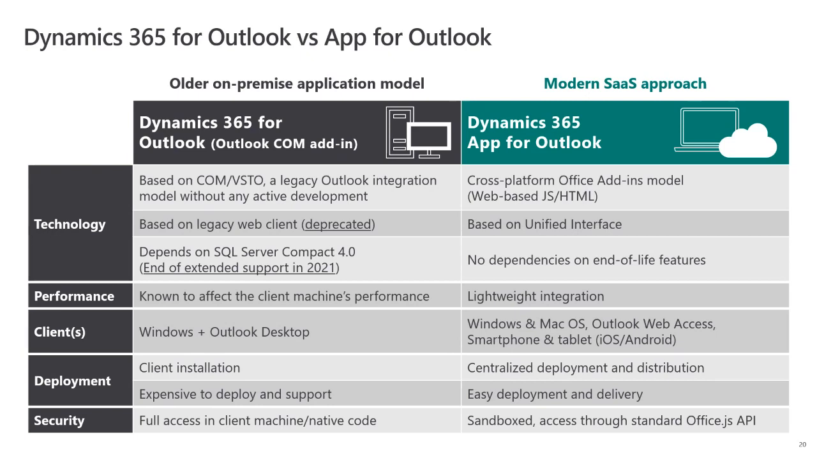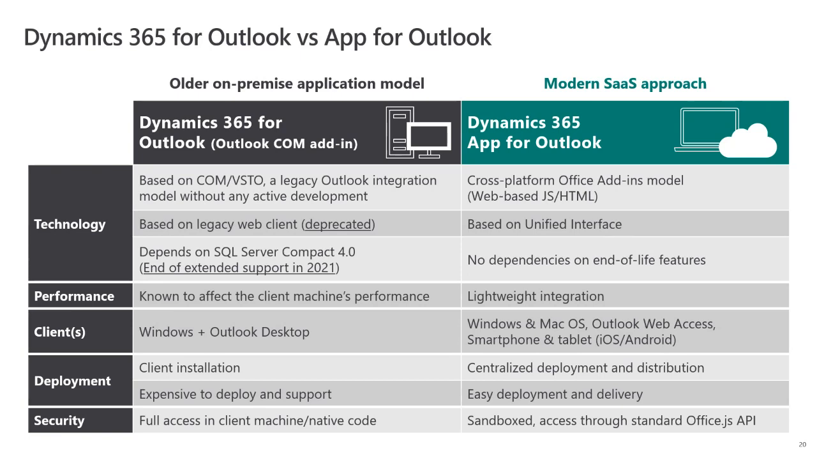In terms of performance, the Outlook COM add-in is known to affect the client machine's performance, slowing down Outlook when it launches, or the client machine overall, whereas the app for Outlook offers a lightweight integration. The COM add-in only supported Windows and Outlook Desktop, while the app for Outlook supports Windows and Mac OS. It also supports Outlook Web Access and smartphone and tablet on iOS and Android.